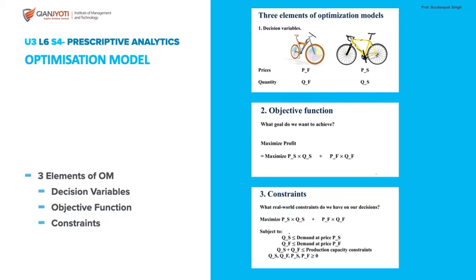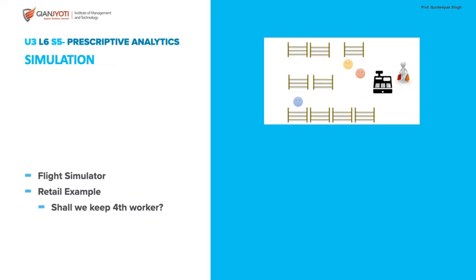The third constraint is that the quantity for standard plus the quantity for fancy should not be more than the production capacity that I have. How many bicycles I can produce, what is my capacity, that is another constraint. And of course the quantity for standard, quantity for fancy, and the price for standard and the price for fancy should not be negative or zero. So these are the four constraints. I put that in the software, and I get the optimized model, where I get the quantity of standard and fancy and the price of standard and fancy. So that is the optimization model.